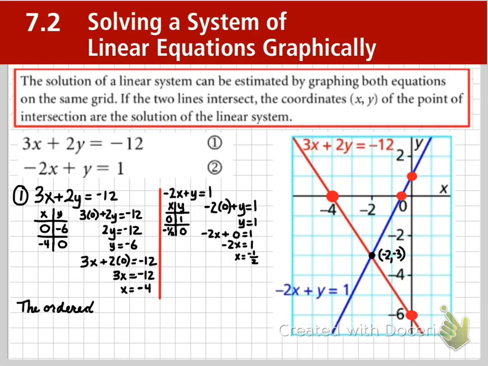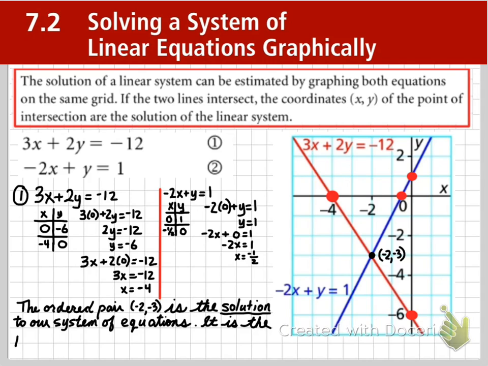So the ordered pair (negative 2, negative 2) is called the solution to our system of equations, because that's the point that will work in both of our equations.